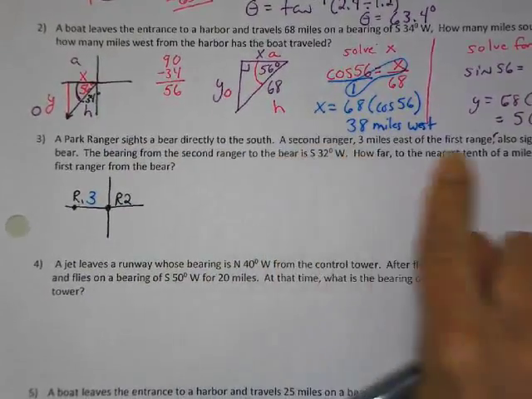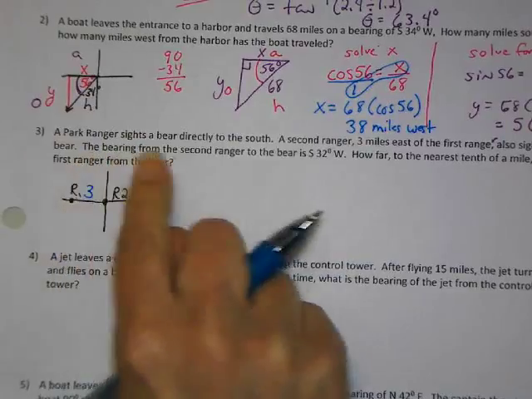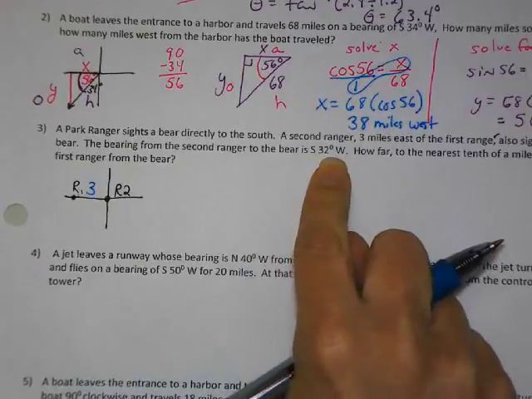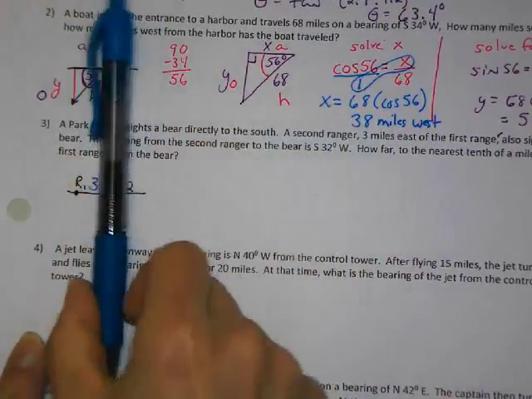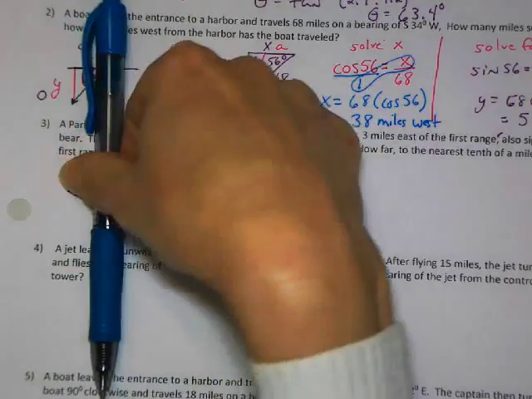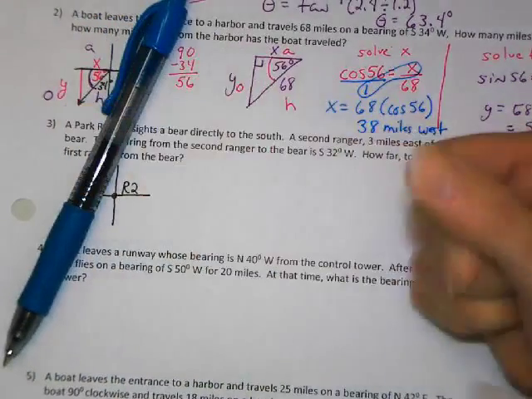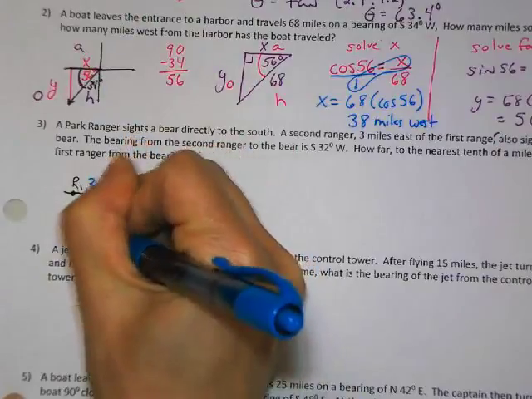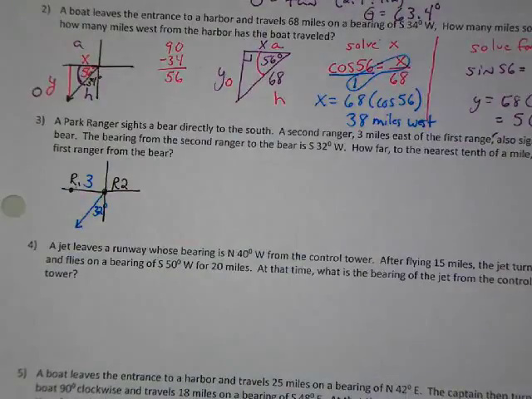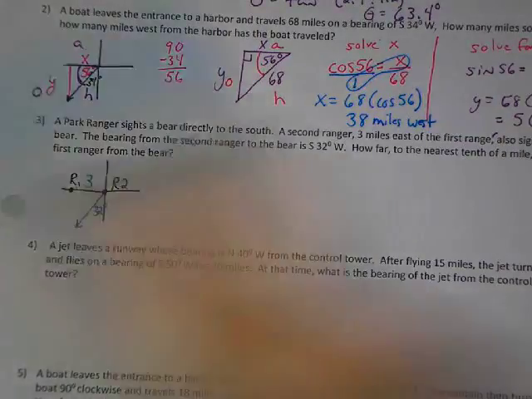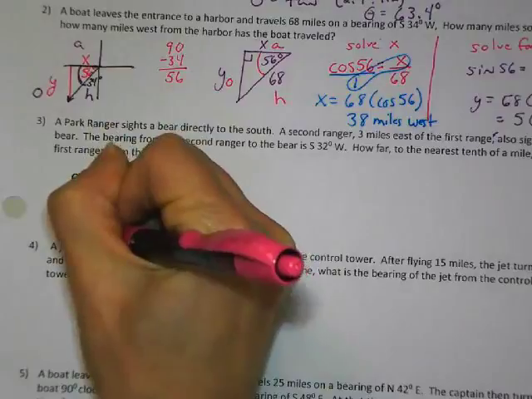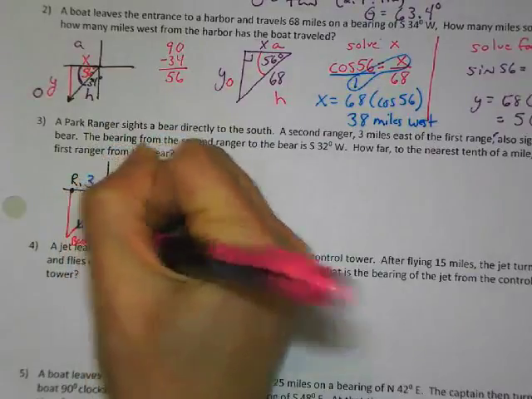It says the bearing from the second Ranger to the bear is south 32 degrees west. So let's try to get our bearing again. The bear is headed due south, but he is turned to the west. So take your pen and turn it to the west 32 degrees. How far is the bear from the first Ranger? So the bear's over here somewhere. There's the bear. My question is, how far away is the bear?